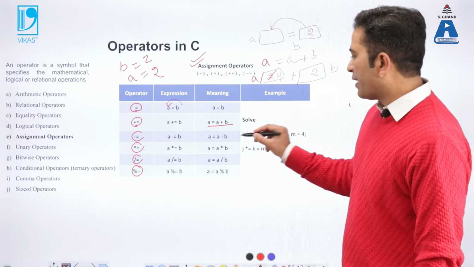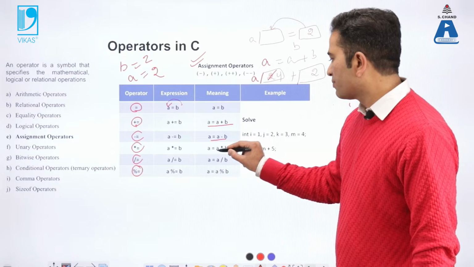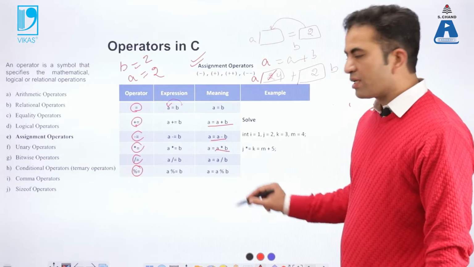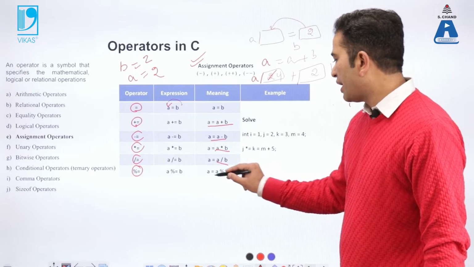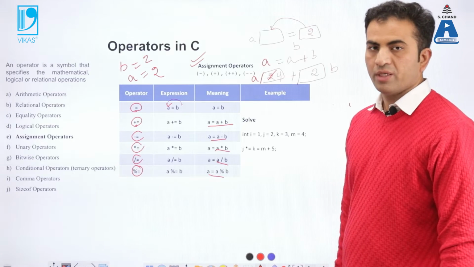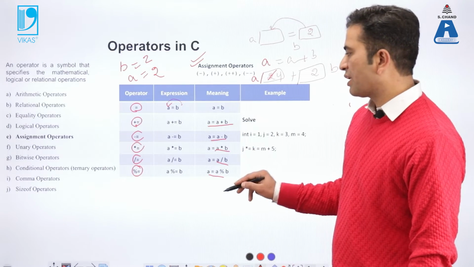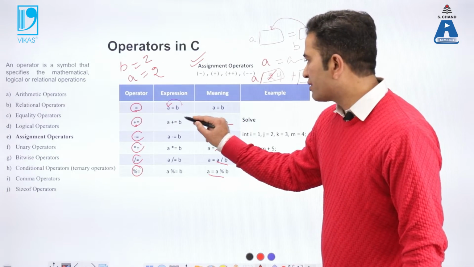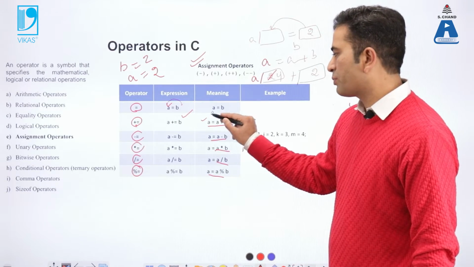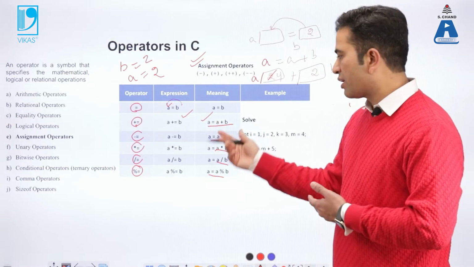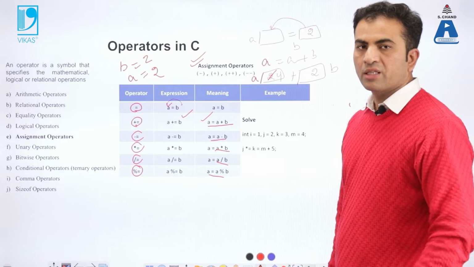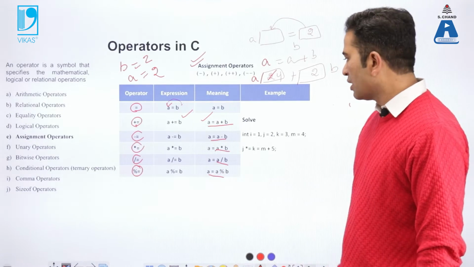So this is called A equal to A plus B. The same concept applies in subtraction, multiplication, division, and modulus as well. Both statements are correct; you can write either expression, as per your convenience. The compiler will understand both.